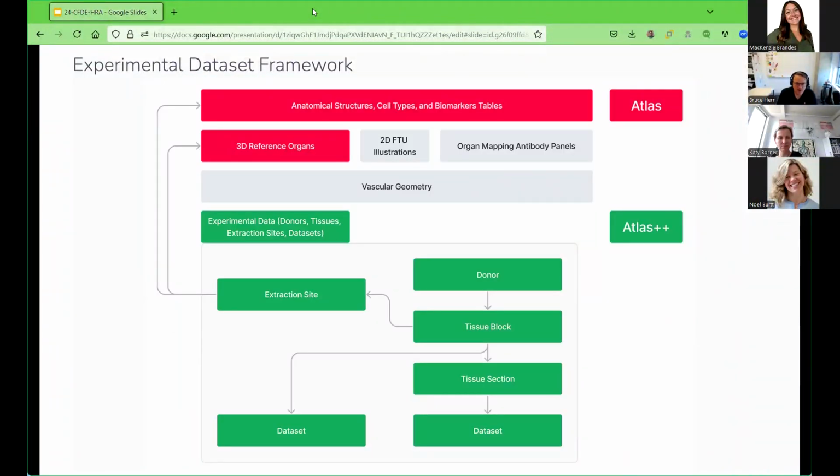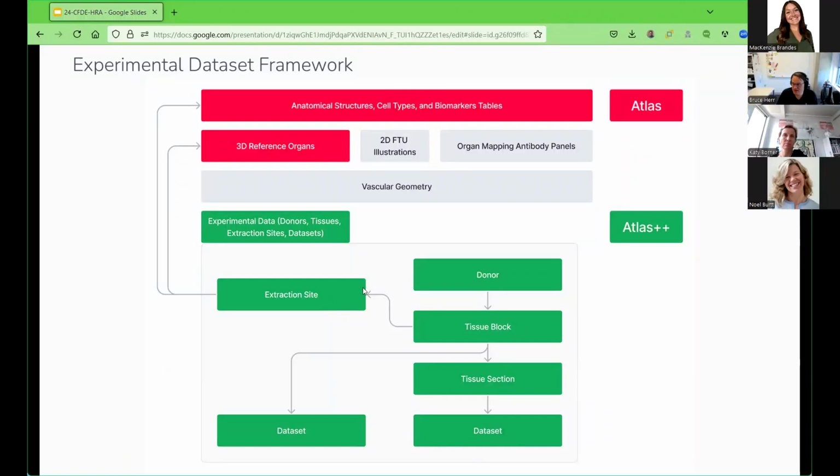We have modeled, and this especially came out of HuBMAP, where donors have tissue blocks pulled out. They section it up, chop it up, and then run different analyses or imaging assays on it to create these data sets. And the way this data is related to the HRA is via these extraction sites.